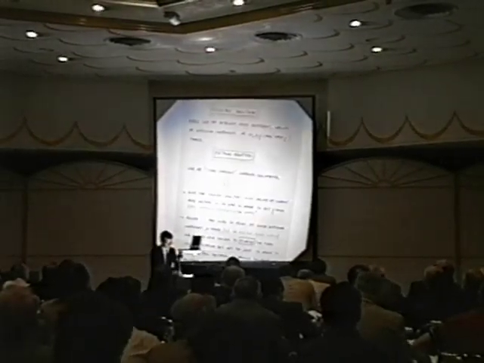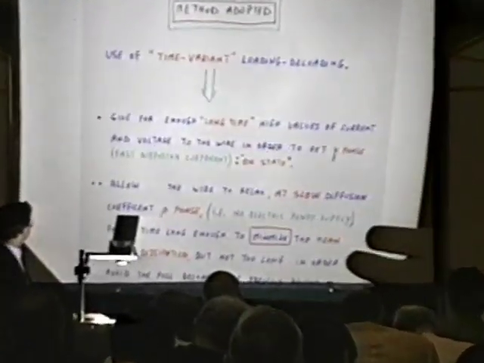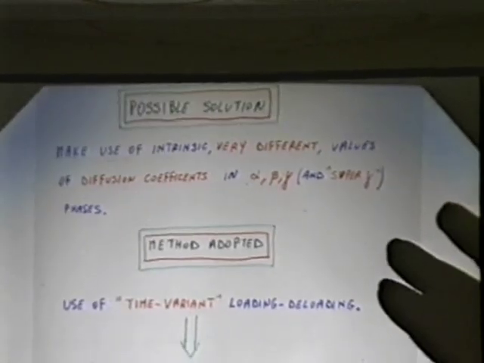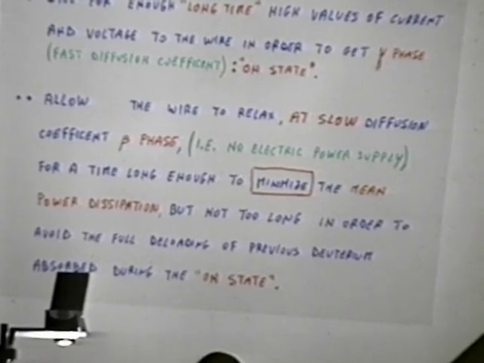A possible solution can be this one. We adopted the lucky condition of a very big difference in the alpha, beta, gamma diffusion coefficients. So we used the method of time-variant loading and deloading. We give for a long enough time a big power of energy in order to get the loading, and after that we allow the deloading of the system in order to minimize input power.